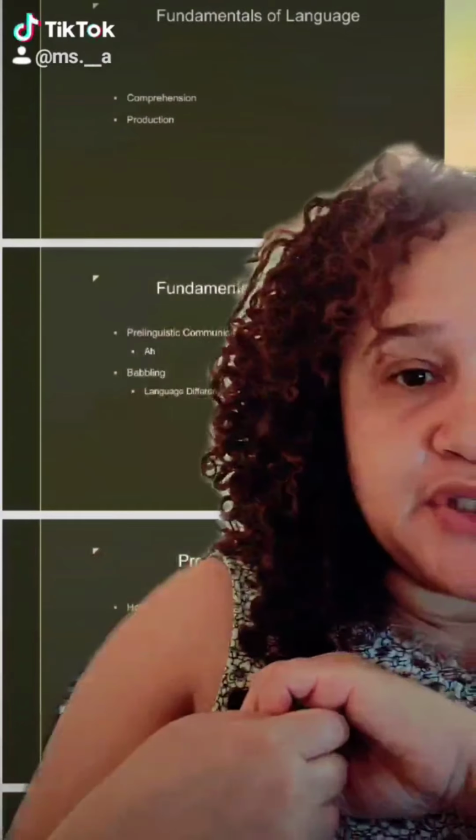So let's start with comprehension and production. Comprehension is everything that you understand, and production is the actual language that you make. So what we know is that comprehension usually precedes production. We understand a lot more than what we're actually able to communicate, and this stands for children and babies.